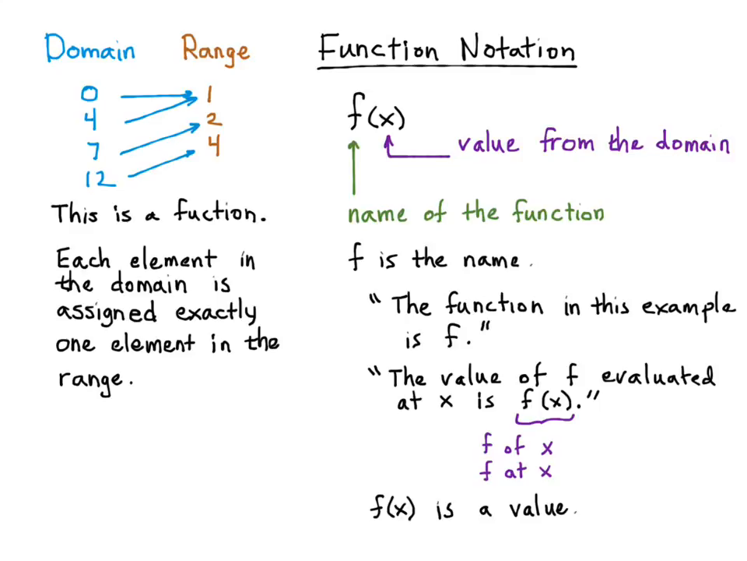So we put f at x in equations, because equations have to have values in there, right? So we say something like f at x equals 2x plus 1. Well, that may be the definition of f at x, but we talk about f as being the function. f at x is the value of that function evaluated at x.